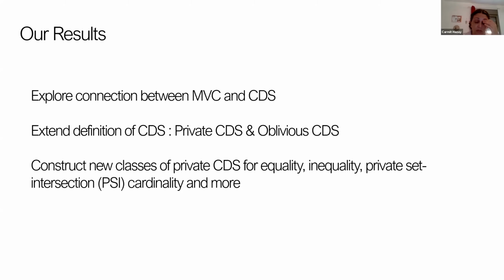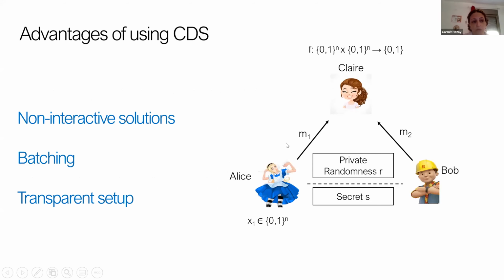And based on several tools, we construct new classes of private CDS for equality, inequality, private set intersection, cardinality, and more. Okay, so let me just say quickly the advantages of using this. Why do we want to use CDS as a tool to get to protect against malicious security?